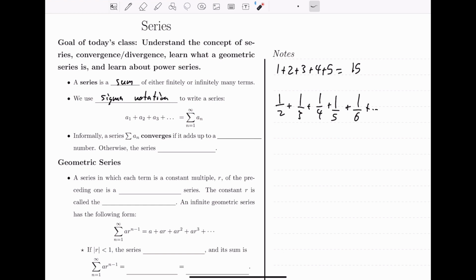And don't be scared by this. I know it looks a little bit intimidating. This just means add things up. When you see this symbol, just think to yourself that that's telling you to add things up. It's simply a shorthand notation for a sum.